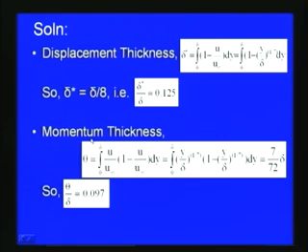So, similarly we can write for the momentum thickness. So, theta is equal to integral 0 to delta of u by u infinity into 1 minus u by u infinity dy. So, this ratio is given as (y by delta) to the power 1 by 7. So, we can just substitute here, that is equal to integral 0 to delta of (y by delta) to the power 1 by 7 into 1 minus (y by delta) to the power 1 by 7 dy. So, this we can show that theta is equal to 7 by 72 delta, or theta by delta is equal to 0.097.